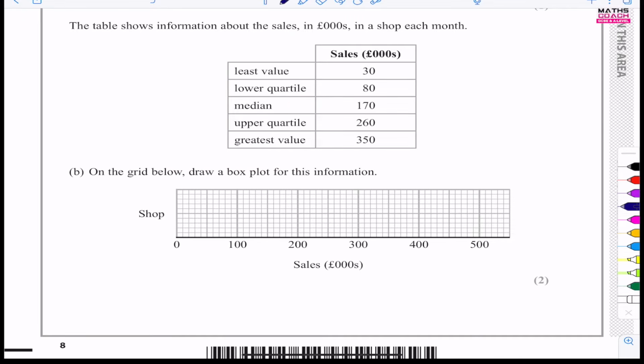Second part of this question, the table shows information about the sales in the shop each month. On the grid below, draw a box plot for this information. All right, so I like to draw my lower quartile, median, and upper quartile first to give me that box shape. So let's start with that.